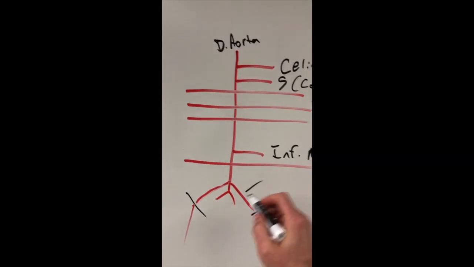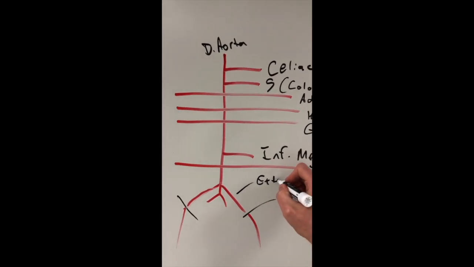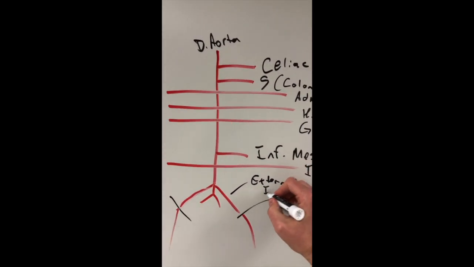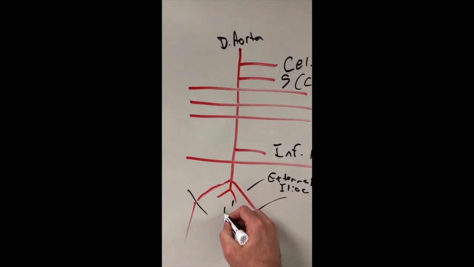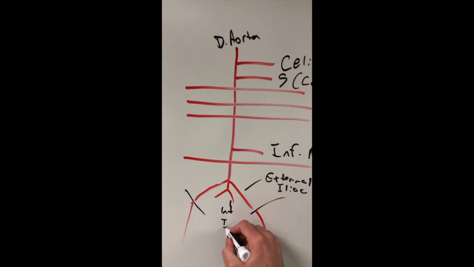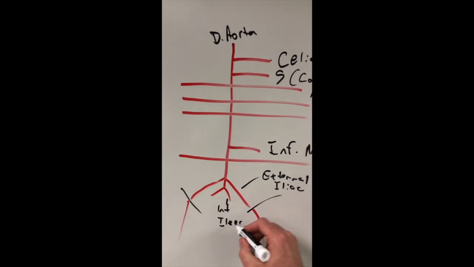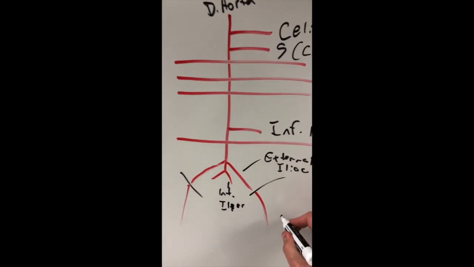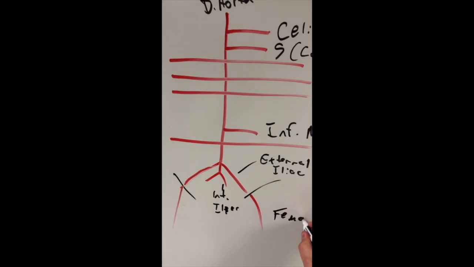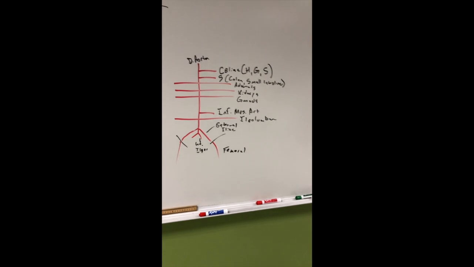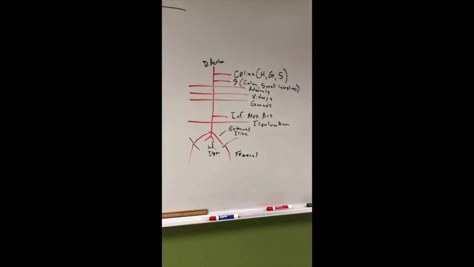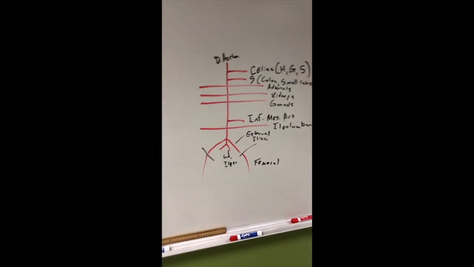And then over here, we've got the external iliacs, and then the internal iliacs, and then down here we have the femoral. Remember, this is all just arteries right here. If you can draw this right here, if you can get that down pat, you should be able to fill in the blanks on this one, no problem. And so we'll do that real quick.